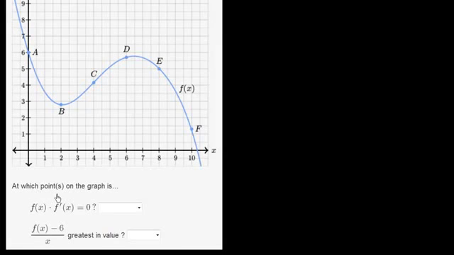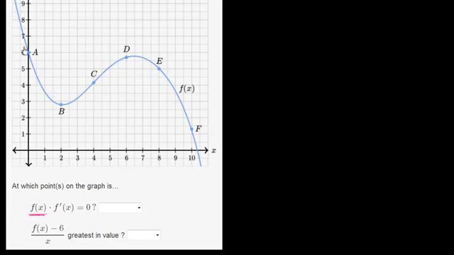We're asked, at which points on the graph is f of x times f prime of x equal to 0? So if I have the product of two things and it's equal to 0, that tells us that at least one of these two things needs to be equal to 0. So first of all, let's see, are there any points when f of x is equal to 0?